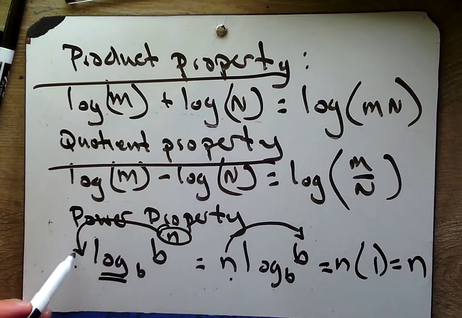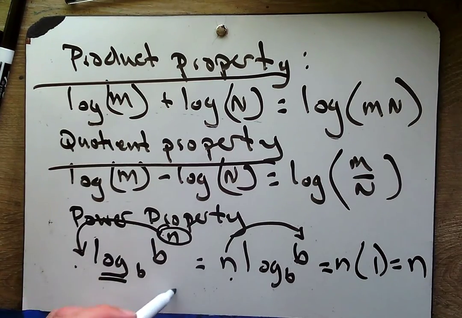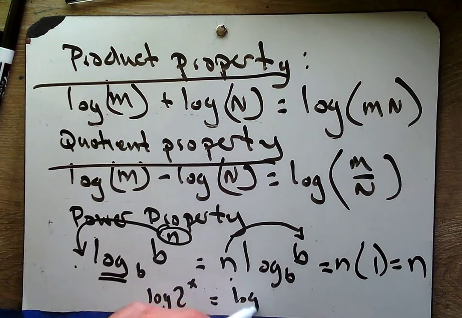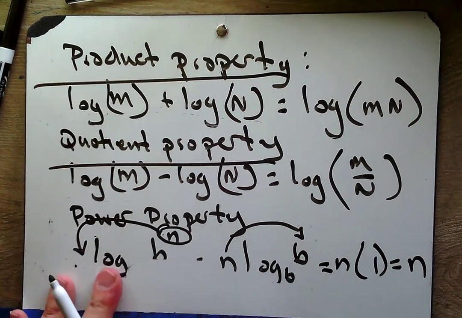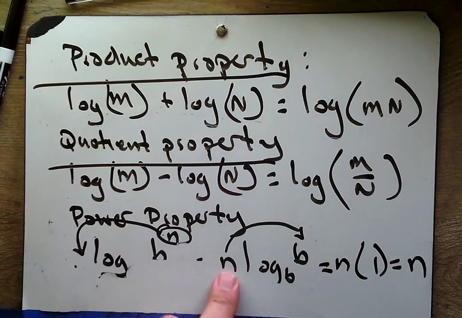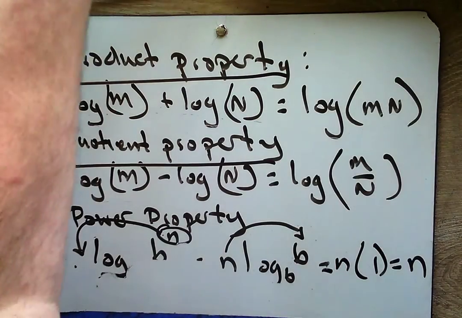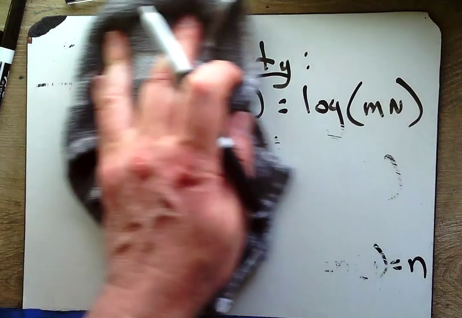Okay, it works in either direction, this power property. You can bring the power down in the presence of a log. If I just have 2 to the x, I can't bring that x down, not without some sort of log being there. Right, now that I've got the log of both sides, ooh, I can bring that x down. So in the presence of a log, I can bring down the power. If I see a coefficient out in front of a log, I can kick that up. That's my power property. All right, so let's see what we can do with these properties.